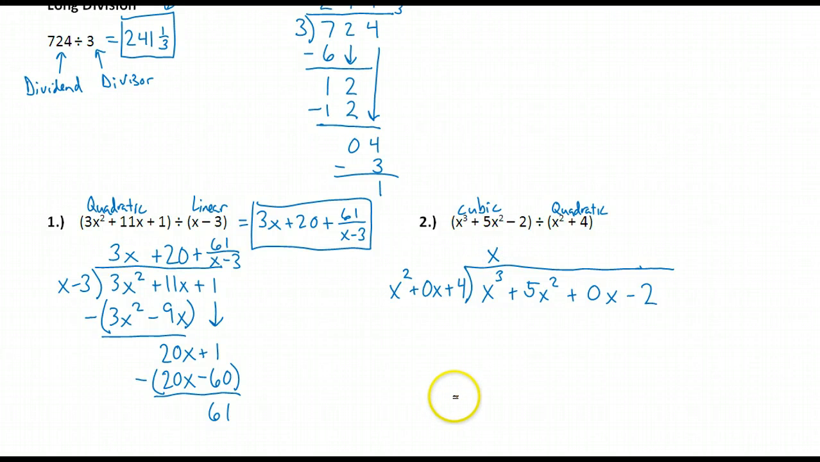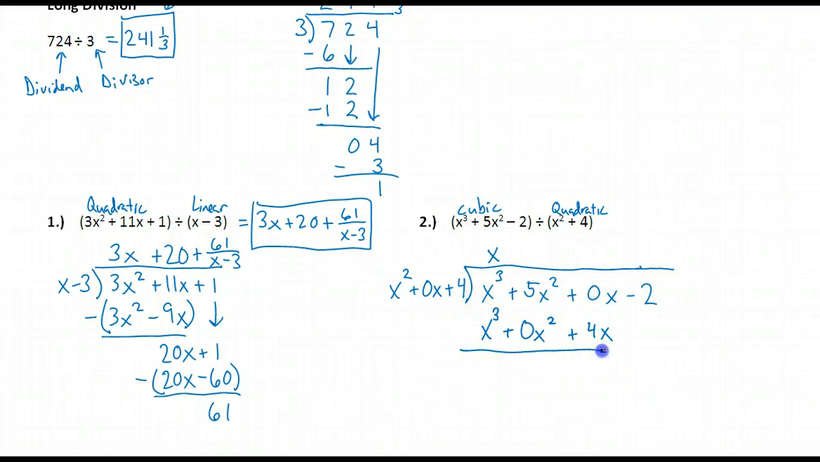X times. Because x times x squared gives me x cubed. So I'm going to take x times this entire polynomial. So I'm going to have x times x squared, x times 0x. Well, my coefficient's going to be 0, and my x term is going to be x times x, x squared, plus 4x.